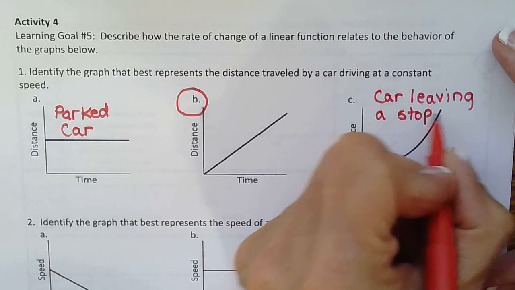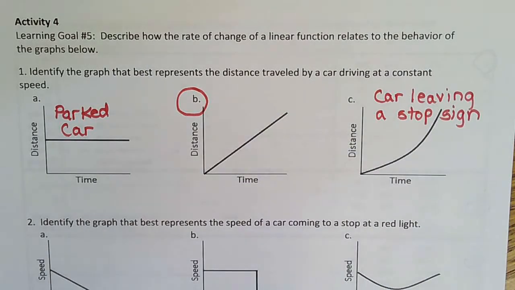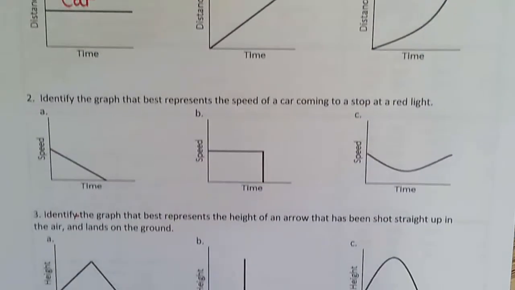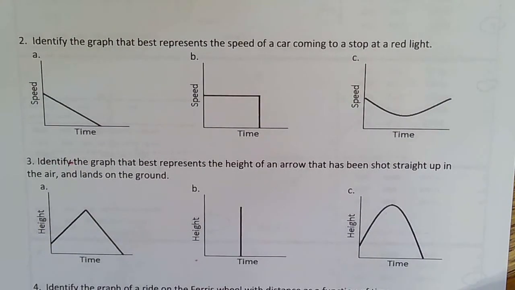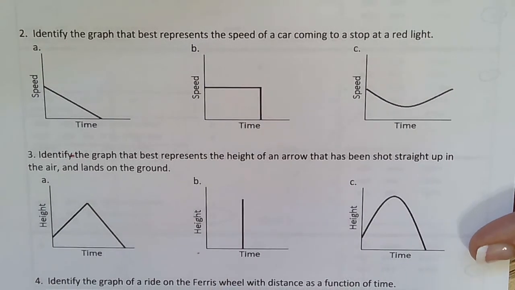And definitely not a constant speed, slower and then fast. So a car leaving a stop sign would be an example of that. Okay, number 2, identify the graph that best represents the speed of a car coming to a stop. So the speed of a car coming to a stop. So which one do you think?